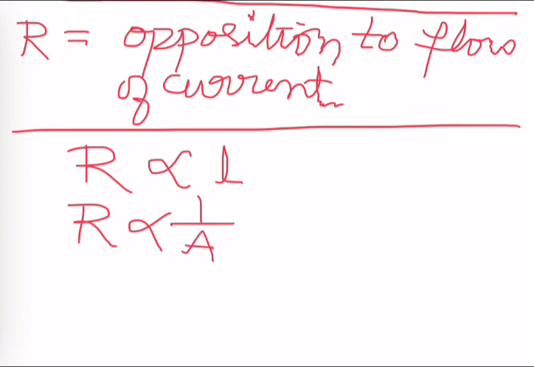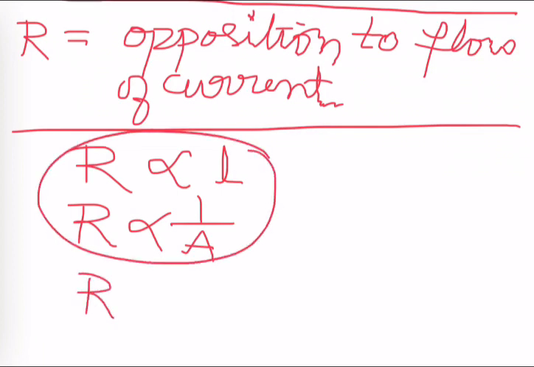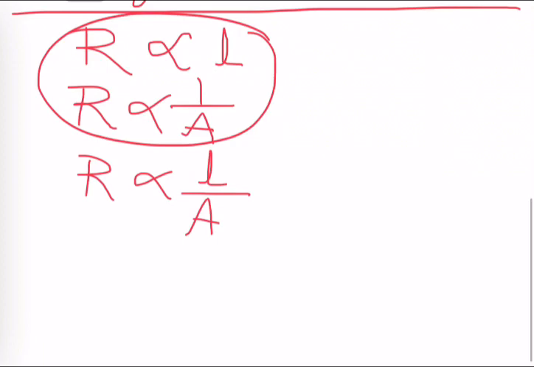How can you write that mathematically? R is proportional to 1 by A. Combining these two equations, R is proportional to L by A. This proportionality can be equated by multiplying by a constant of proportion. What is the constant of proportion? Generally, you choose rho: R is equal to rho L by A.